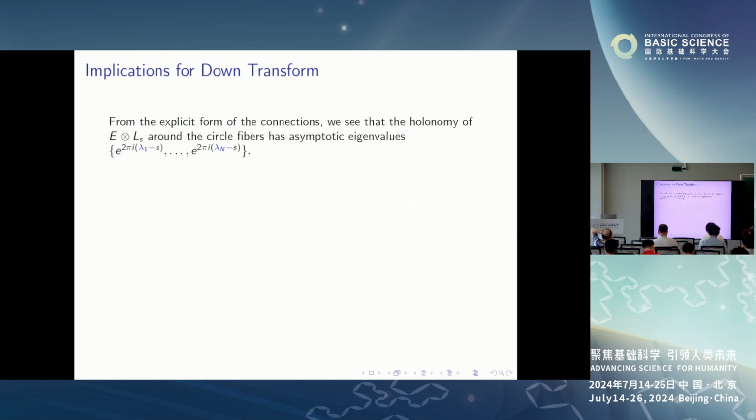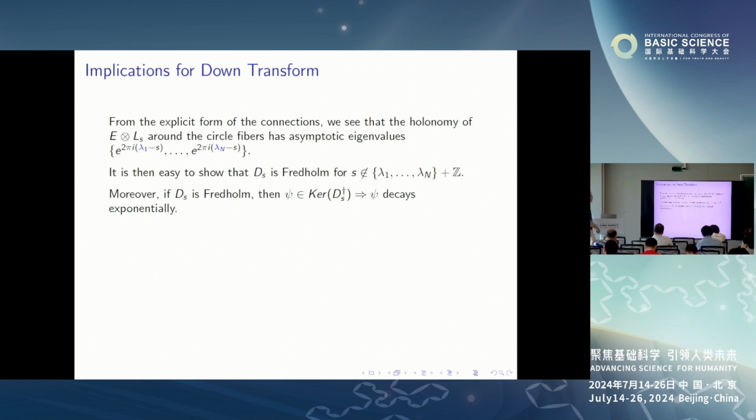So what are the implications for our down Nahm transform of this asymptotic holonomy? Well, when you couple e to ls, then you get asymptotic eigenvalues shifted by s in the exponent. So instead of e to the 2 pi i lambda 1 s, you get e to the 2 pi i lambda j minus s, etc. And it's easy to show, of course, that ds is Fredholm when s is not one of lambda 1 through lambda n mod z.